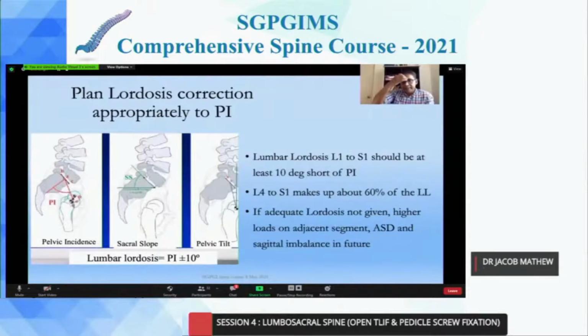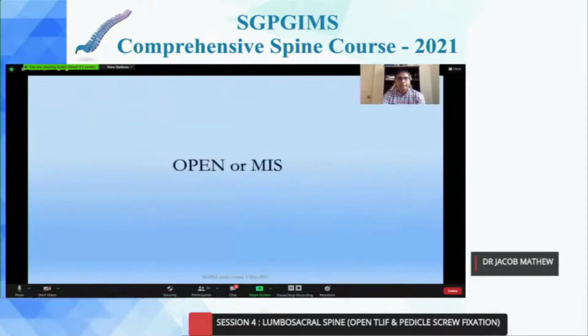Last but not the least, calculate the pelvic incidence. Pelvic incidence is a fixed number, and your lumbar lordosis should be within 10 degrees of the PI. As we know, L4 to S1 makes up about 60% of the lumbar lordosis. If you do not create adequate lordosis, it can be a cause for adjacent segment degeneration and failure down the line.